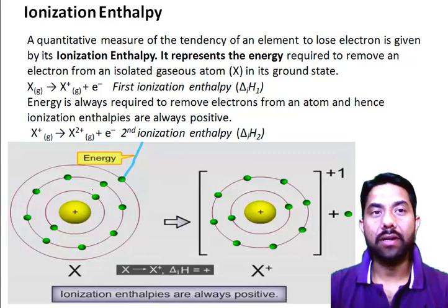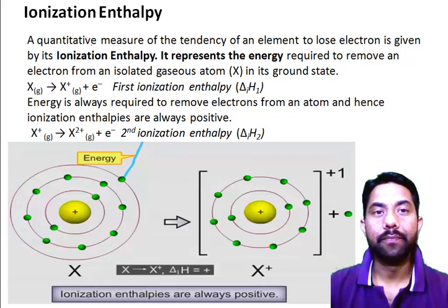So today's topic is ionization enthalpy. Actually, it is a quantitative measure of the tendency of an element to lose an electron, that is, how easily a species can release an electron. That measurement can be done in the form of ionization enthalpy.